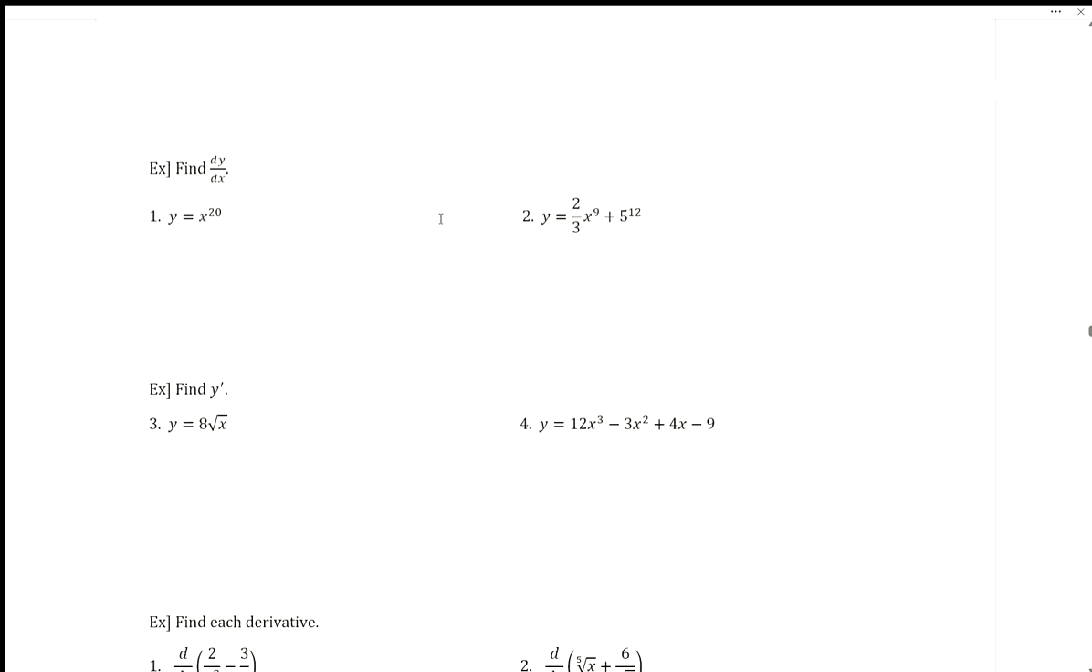So it says find dy dx. Okay, so I'm going to show when I'm doing the derivative in blue. This one's set up already. So sometimes we might need to write a few steps before, but this is ready.